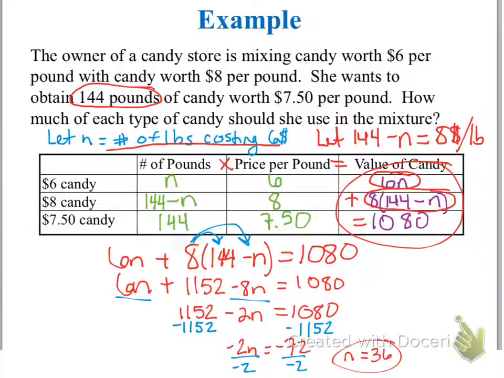So how much of each type of candy should she use in the mixture? 36 pounds of $6, 144 minus, oops, I pushed plus, minus 36 gives me 108 pounds of the $8.